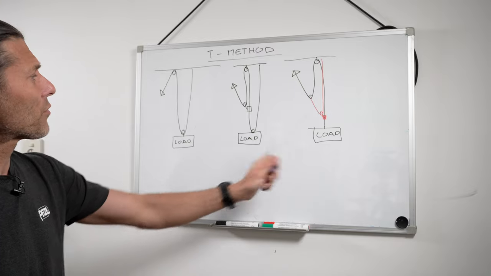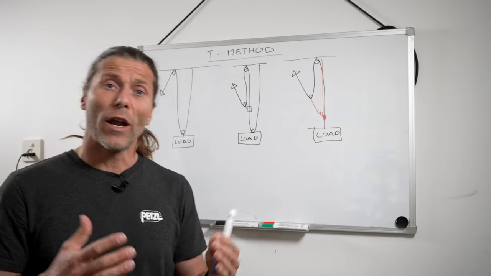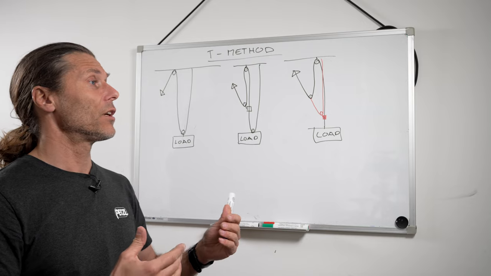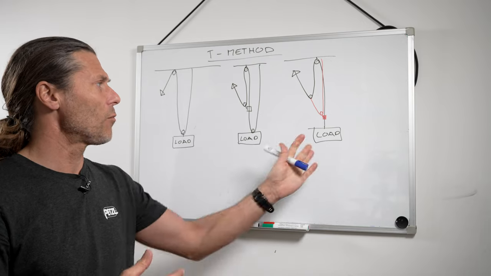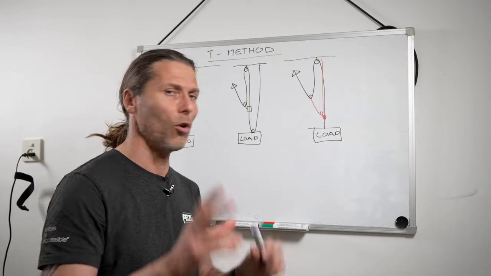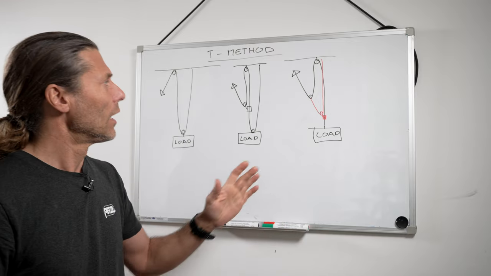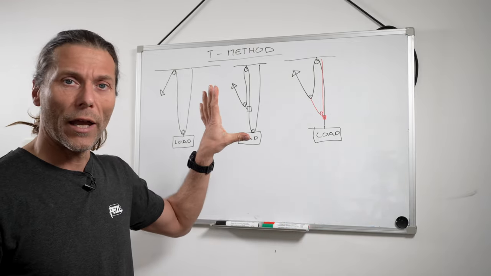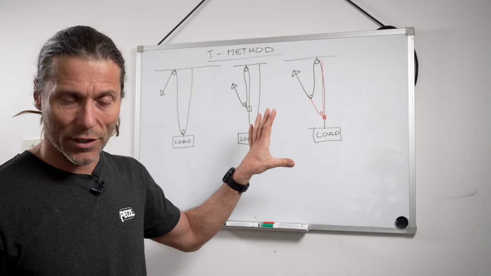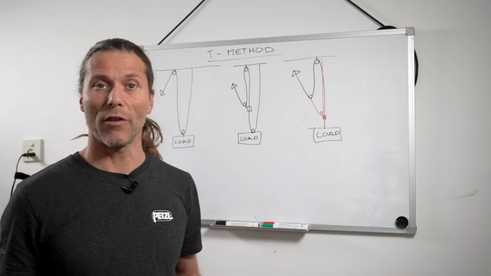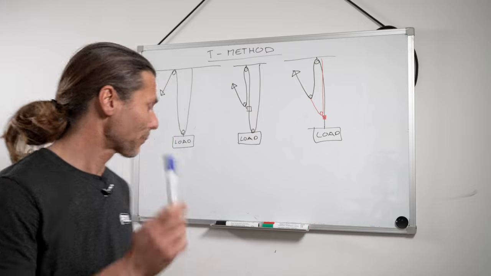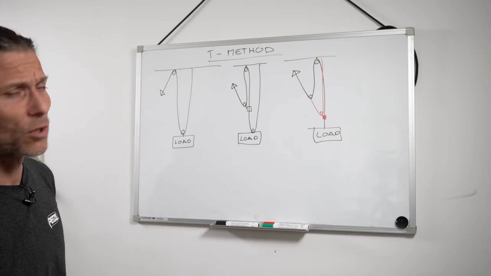So I drew out 3 situations here where the T method, especially for this one, is almost the only way you can calculate it. Almost. There are other ways, but I will put a very complex one after this, and then you will see the T method makes it actually fairly simple to calculate. So let's get into the first one.